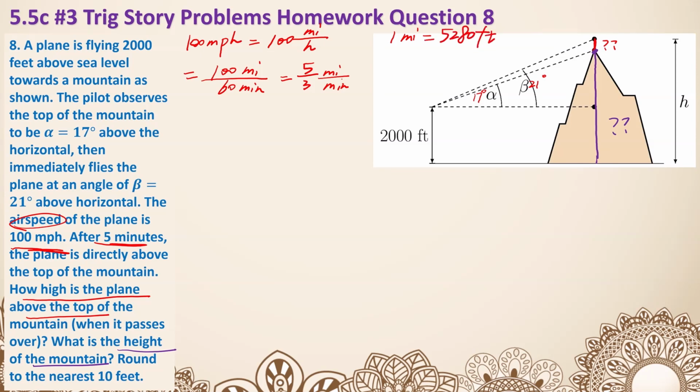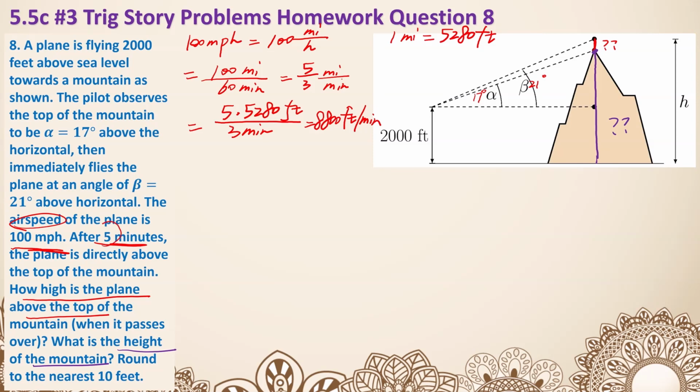Okay, so we're going to need to multiply that 5 by 5,280. So 5 miles is actually 5 times 5,280 feet, and then over 3 minutes. If you simplify that, it's going to give you 8,800 feet per minute.